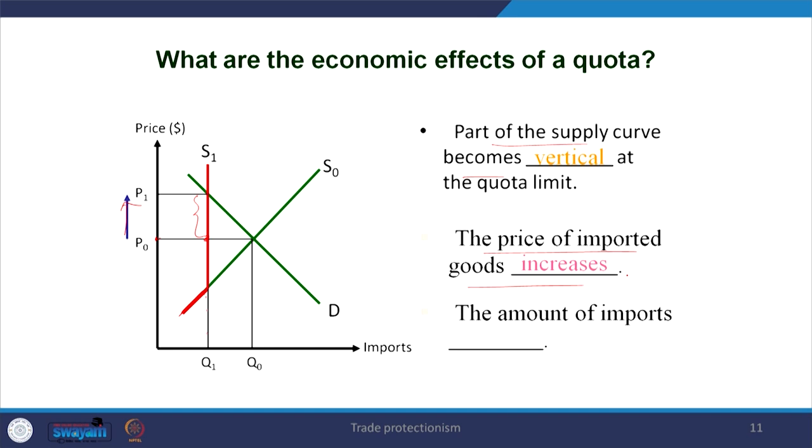Now, with the import quota, you cannot exceed Q1. That is clearly mentioned. So the quantity falls, similar to tariff lines, and this has helped in the reduction of imports. But now the question is, in comparison of these two, which is more effective? We will see it in detail in our next class.